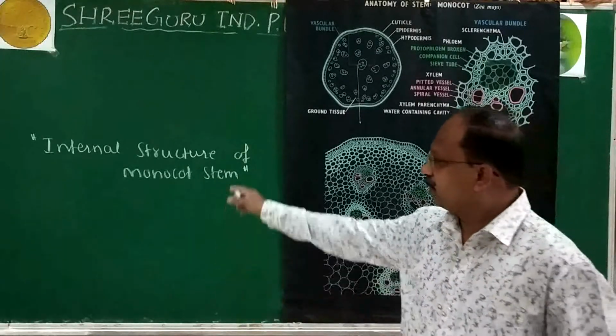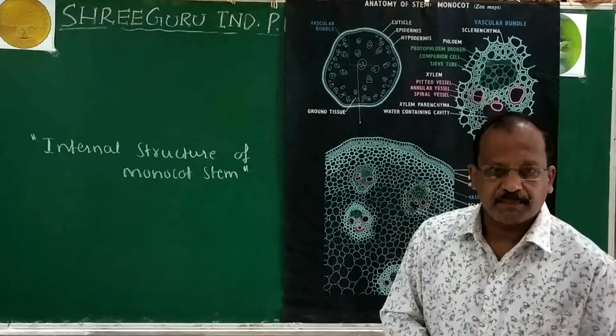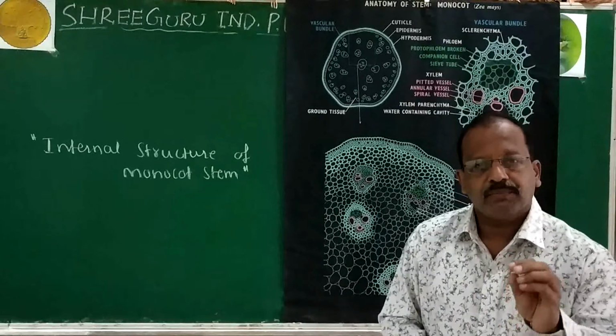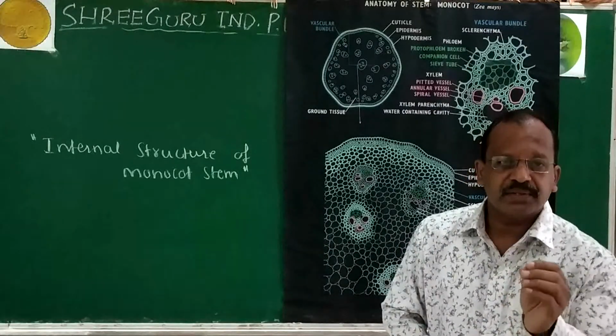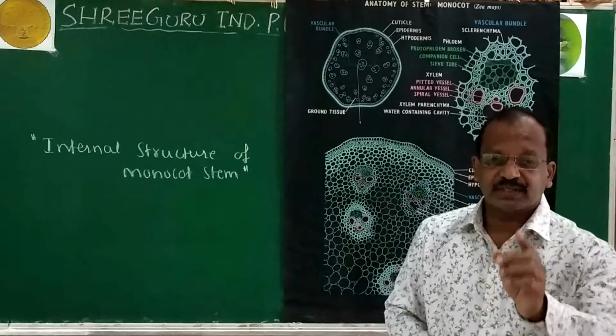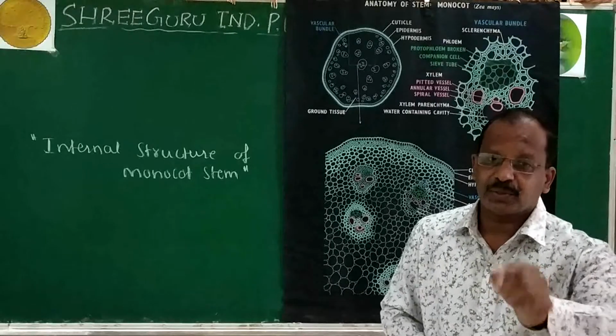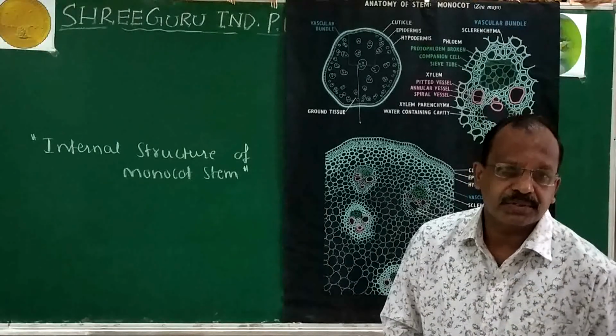Followed by that, today you are going to study internal structure of the monocot stem. Followed by that, I will switch over to internal structure of the dicot root. Followed by that, you are going to study secondary growth in dicot root. Waiting, three more internal structures are there.